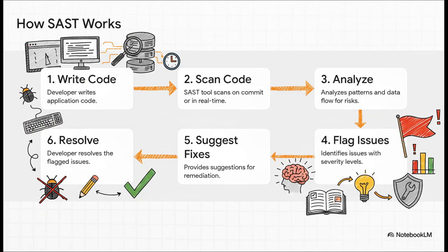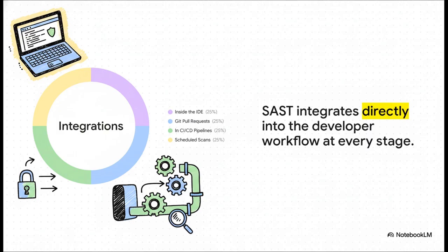It's like having an automated security code review running 24/7. And this is where SAST really shines. It's not some separate, clunky thing you have to remember to do. It integrates right into the tools developers already use every single day. We're talking right inside their code editor, as part of their pull requests, baked into their CI/CD pipelines. It meets them exactly where they are, which is why it's so effective.